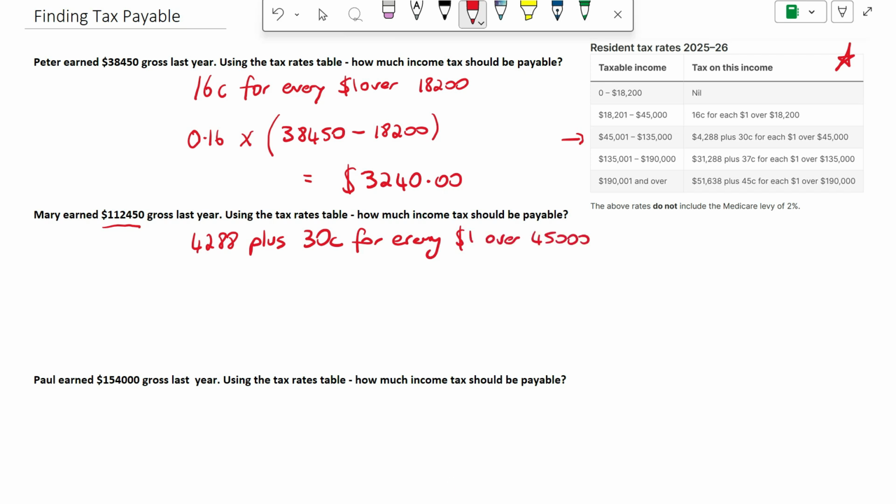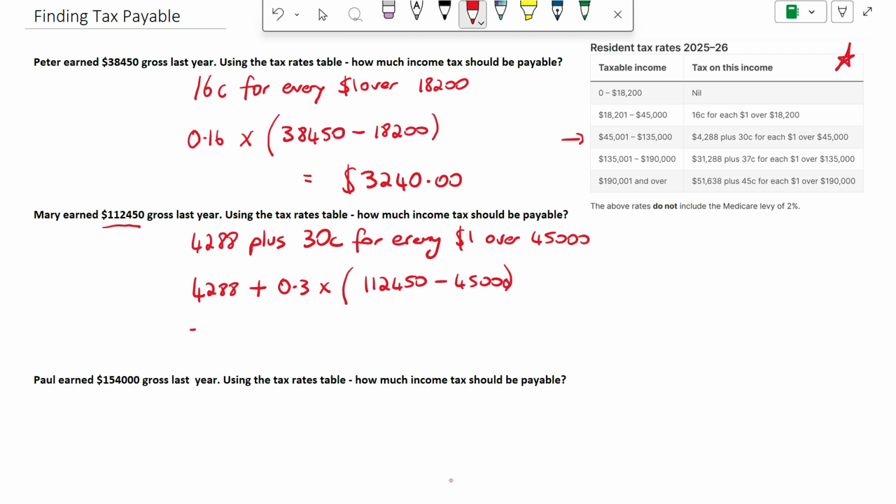So this becomes our math. So we can write down 4,288 plus 30 cents. But again, we want it to be dollars. So $0.30 for every dollar over. So 45,000, we want every dollar over. So we're going to take Mary's amount and get rid of that 45,000. Minus the 45,000. This bracketed amount will be every dollar over the 45,000.